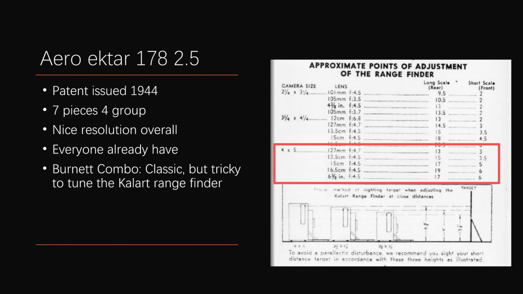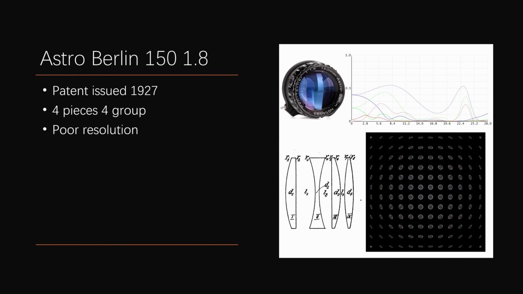If we use a 150mm as they listed, it's a... Okay, let's see about the sub f2 lenses. The very first one is the Astro Berlin 150mm f1.8. This is a very old design, 100 years old, patented in 1927.